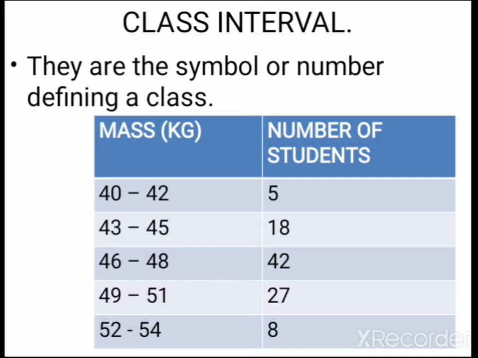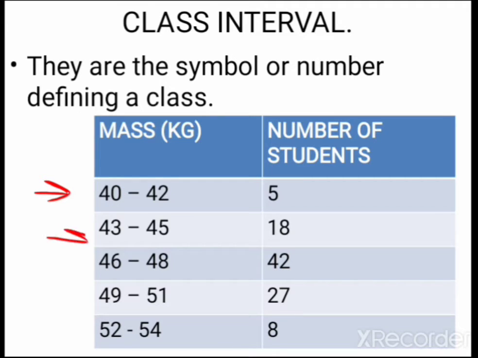The other class intervals we have are the upper class interval and the lower class interval. The lower class interval tells us the least number or item that can fall into a particular class. So let us take the first class here. This 40 is the lower class interval. It tells us the least number that can be put into that class. The least number is 40. 39 cannot fall into this class, and 38 cannot fall into the class, because the lower class interval is 40.